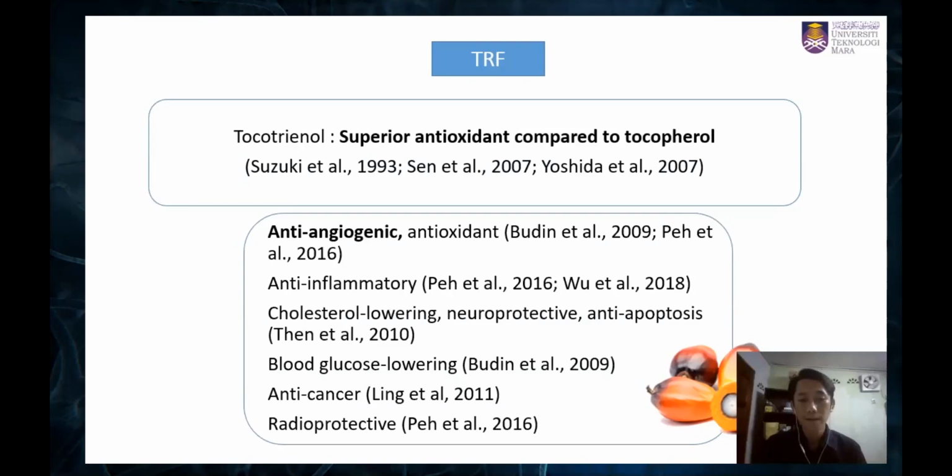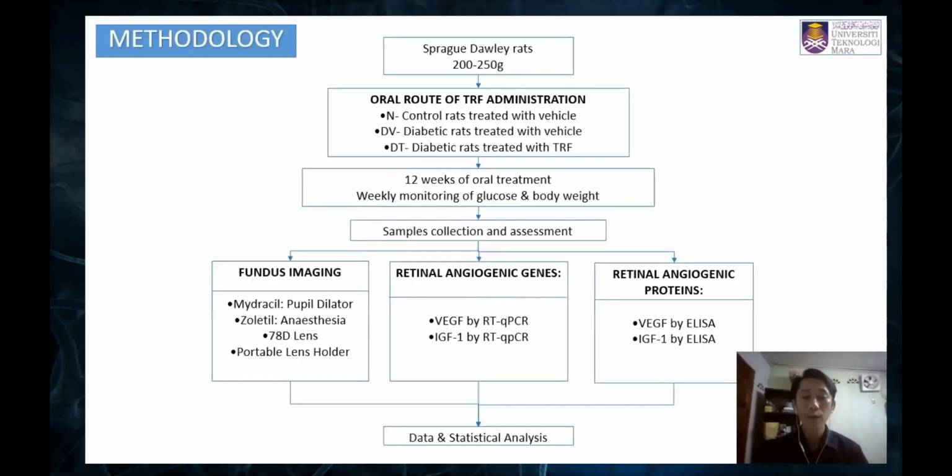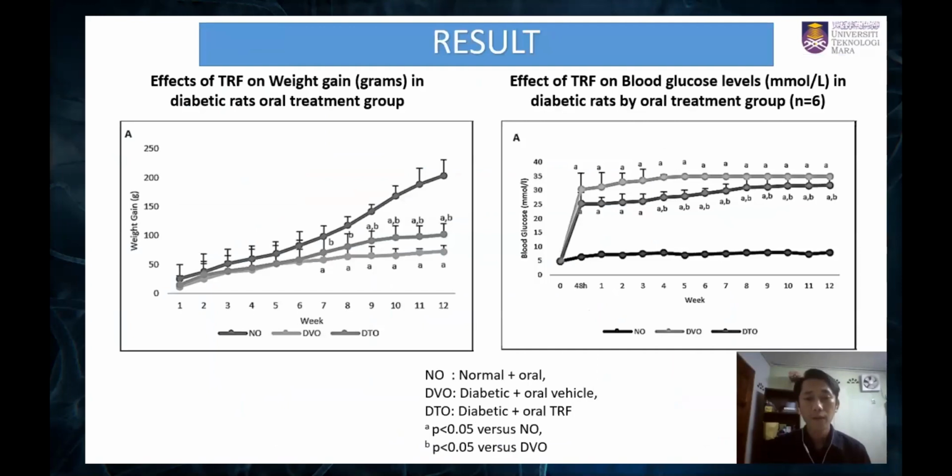Moving on to the methodology, by using oral route of TRF administration, I divide into three groups of rat, which are N, the control rat, DV, the diabetic rats, and DT, diabetic rat treated with TRF. And they were further assessed by fundus imaging, retinal angiogenic genes, and retinal angiogenic proteins. We proceed with the result.